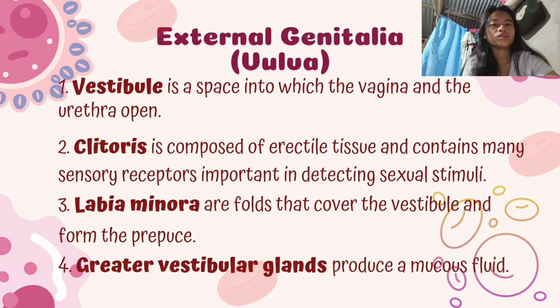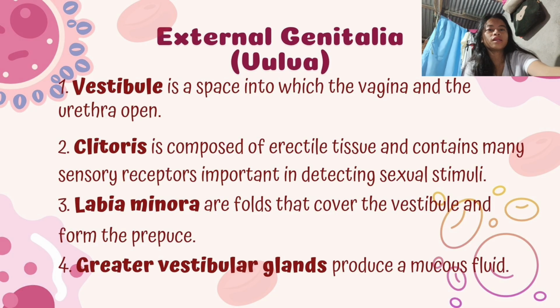Next, the clitoris. It is a small and sensitive organ made of erectile tissue, and it contains many sensory nerve endings, making it very sensitive to touch and important for sexual arousal and pleasure. Its structure is comparable to the male penis, but its main function is sexual stimulation.